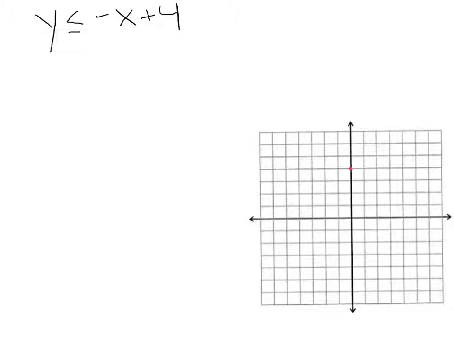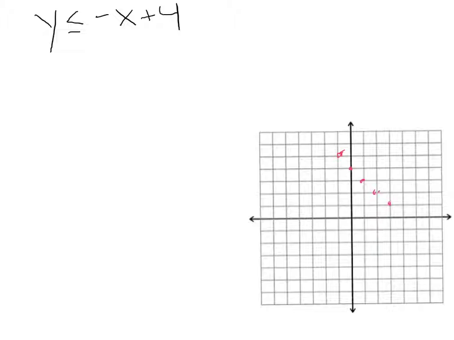So our slope is -1, so it would go down 1 and then over 1 to the right. And then we could go down 1 and over 1 to the right again, down 1 over to the right, and then we could go up 1 over to the left. Now we have enough points.